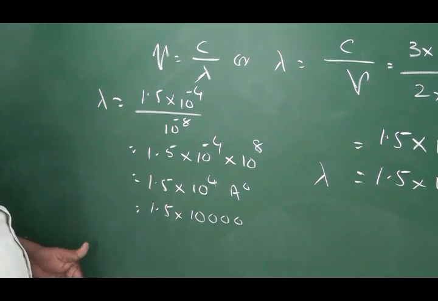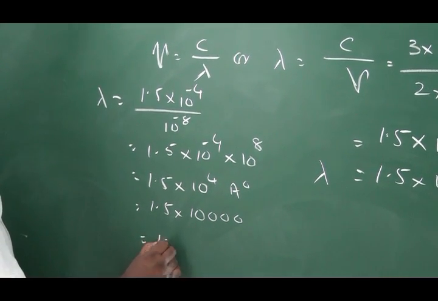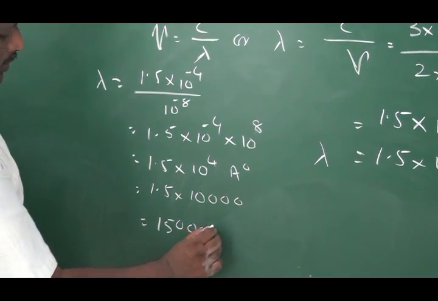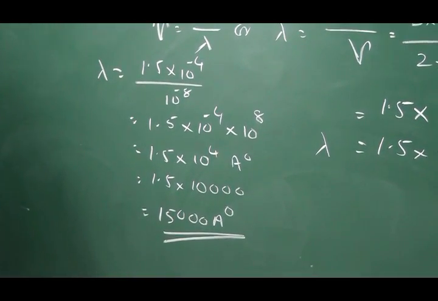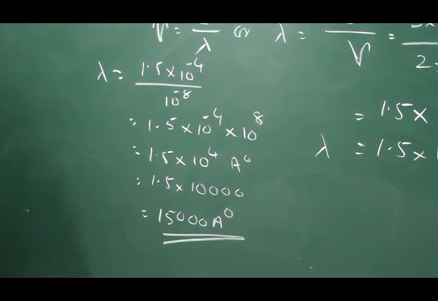10 into 10 into 10. So it can be written as 15,000 angstroms.